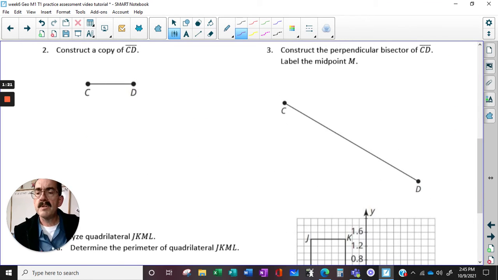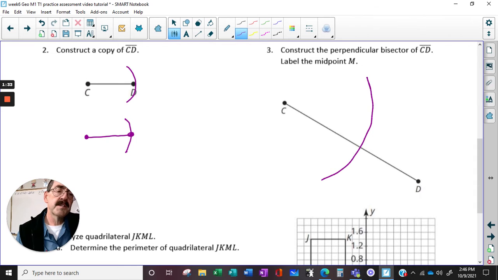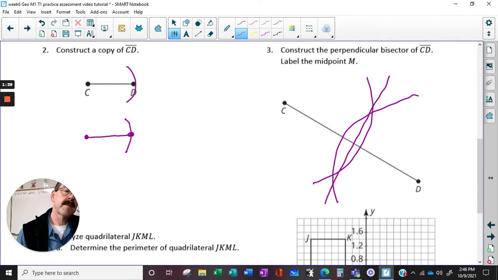Okay, so we're just going to put a dot. We measure it. Draw and connect. Anywhere is fine. Okay? Construct the perpendicular bisector. Spin an arc. Connect the two dots.